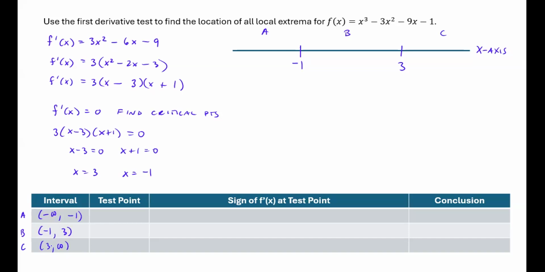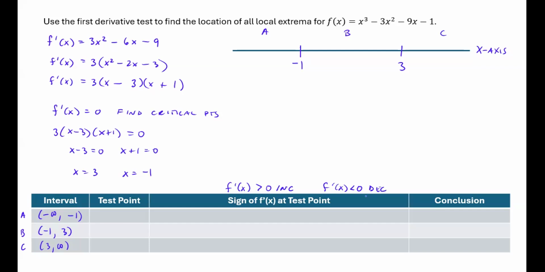And what we want to do is take a test value inside each of those intervals. We're going to plug that value into our derivative. And when we're using this first derivative test, we want to know, is our first derivative something positive? Is it greater than 0? If it is, that's going to tell us that our function should be increasing on the interval. Or is that derivative something less than 0, or negative? If it's negative, then it should be decreasing on that interval.